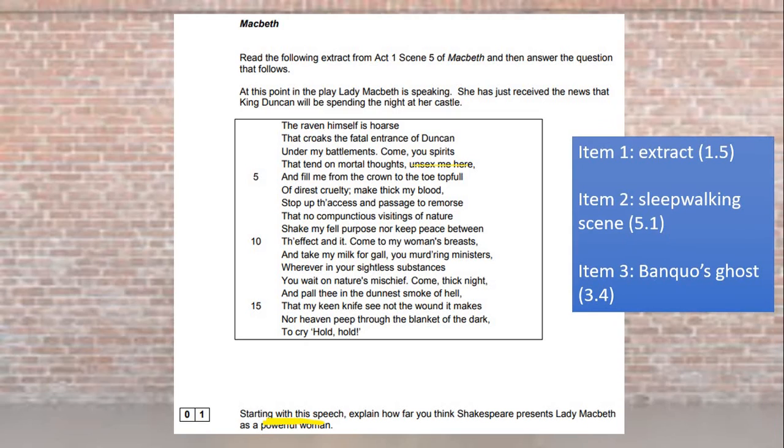So for item 2, I know I want something with a bit of a contrast, so I'm going to use the sleepwalking scene. And for item 3, I want something a little bit different again, and probably in the middle of the play, as I have something from the beginning and end, so I want to use Banquo's ghost scene.